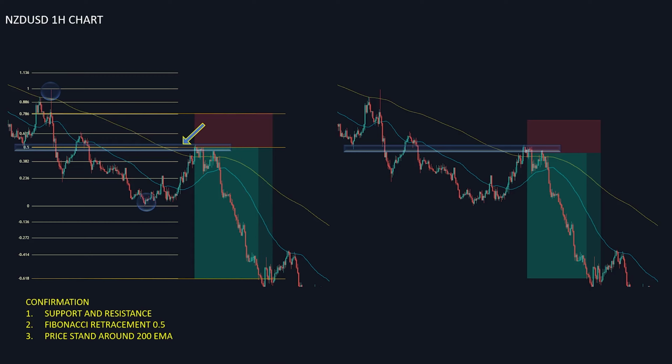Now let's look at the case on the right. Both cases are similar, but the timing of entry is different. Here we may notice that we have to wait until the candle closes in order for us to trade. With this strategy, we have an extra confirmation, which is the engulfing candle.